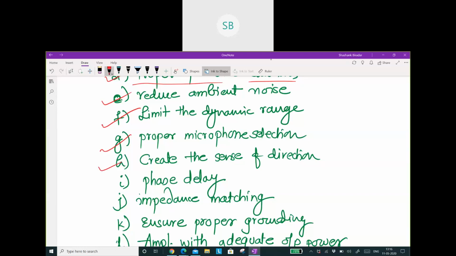Next, create the sense of direction. What do you mean by that? The placement of the speaker should be such that the sound appears to be coming from the direction of the source. So that kind of arrangement we need to do. Small and large loudspeakers should be used in proper combination to create the sense of direction and increase the loudness of the sound to an adequate level.